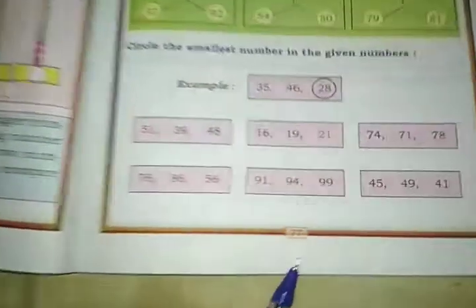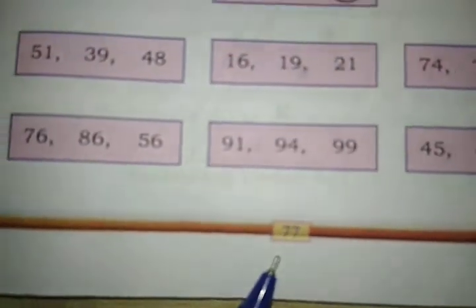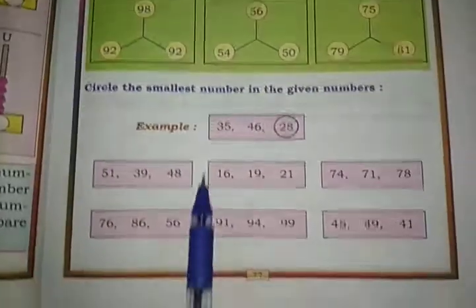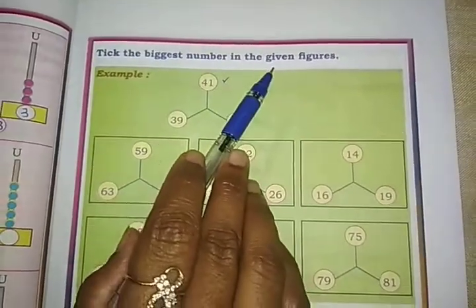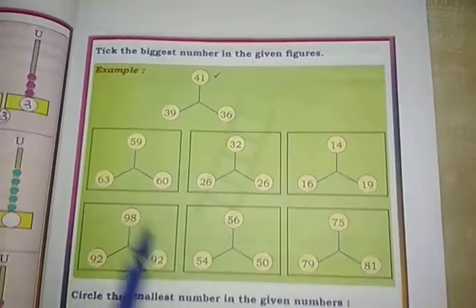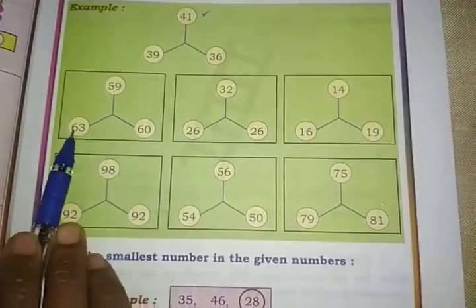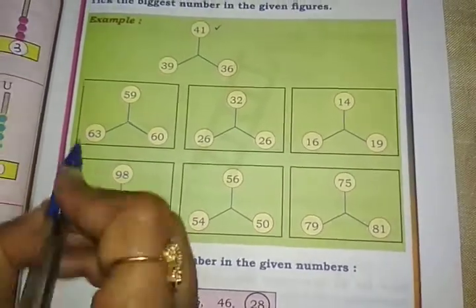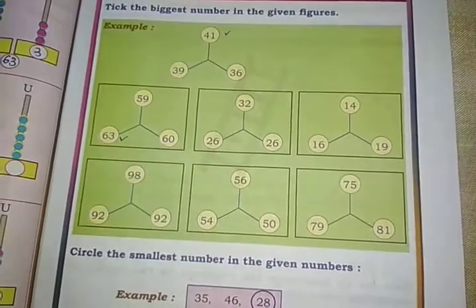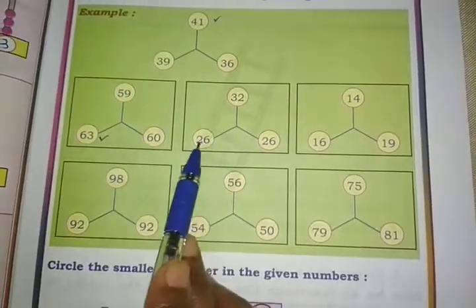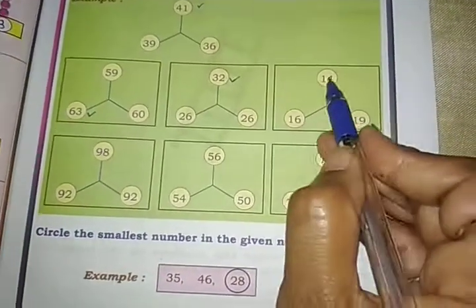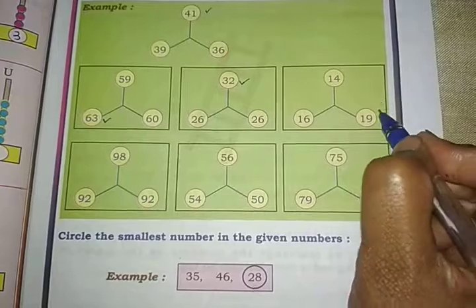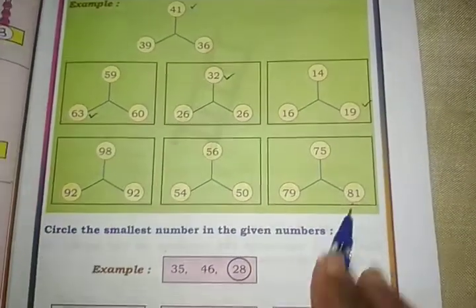Now we go for page number 77. So 77 page number you see. Just pick the biggest number in the given figures. Biggest number. See here. 59, 63, 60. Which is the biggest number? 63 is the biggest number. 32, 26, 26. Biggest number. Among these three, which is biggest? 19. You do these three.